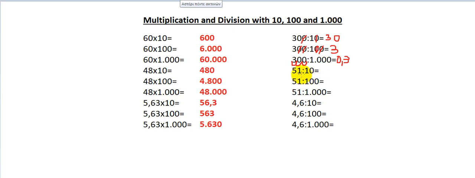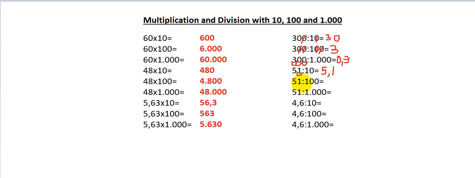Next, I have 51 divided by 10. Again, the decimal point needs to start from here, and I need to move it one place to the left. So here comes between the 5 and the 1. So my answer for 51 divided by 10 is 5.1.